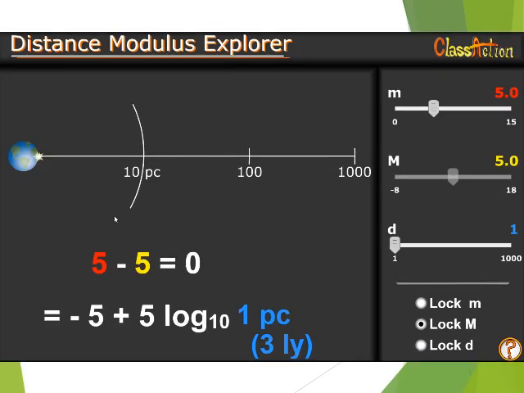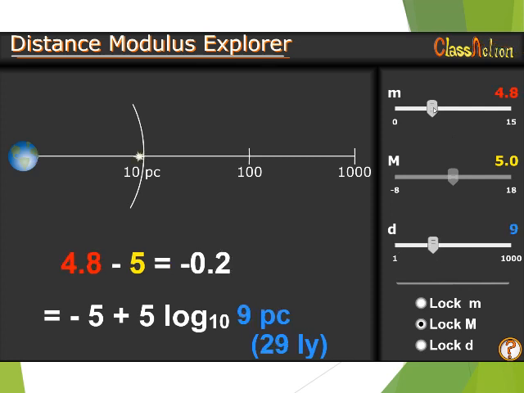Okay, I'm going to use a simulator and an equation to answer the question from the last slide. We have a star with an absolute magnitude of negative 1.5 and an apparent magnitude of positive 3.5. The question is, how far away is that star? The way you use this is, first of all, you choose your apparent magnitude. Remember, that's the little m. It told us this star has a positive 3.5 apparent magnitude, so I'm going to lock that in.